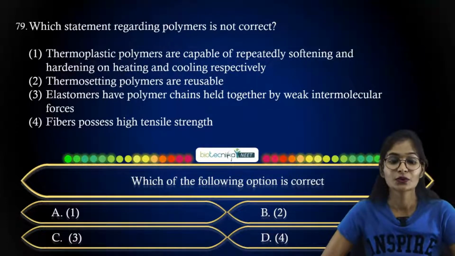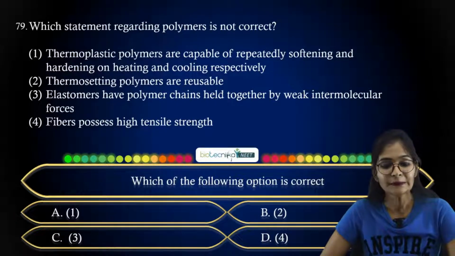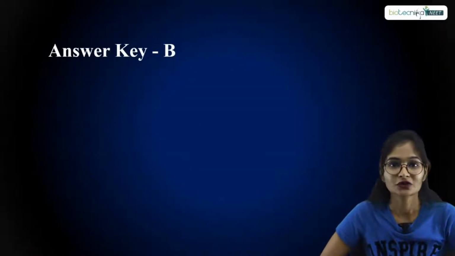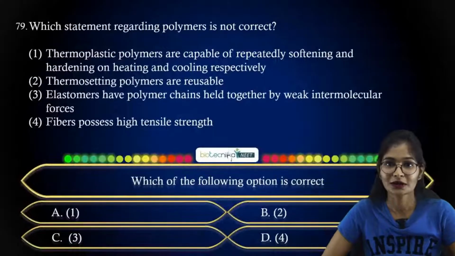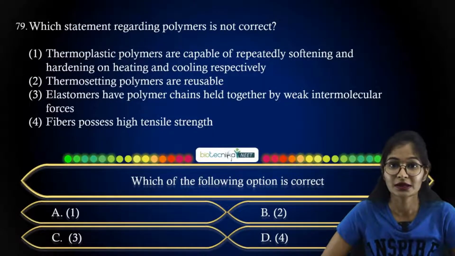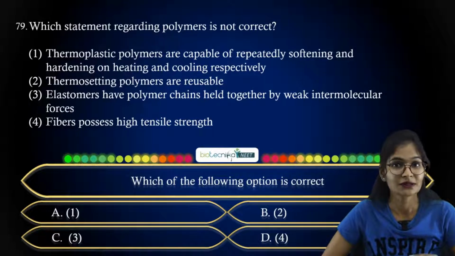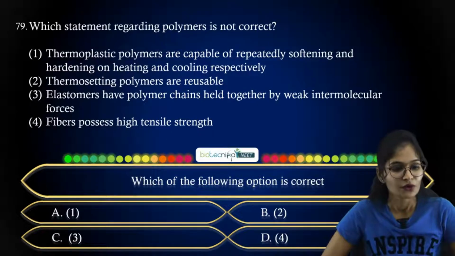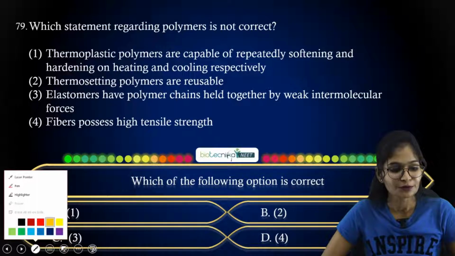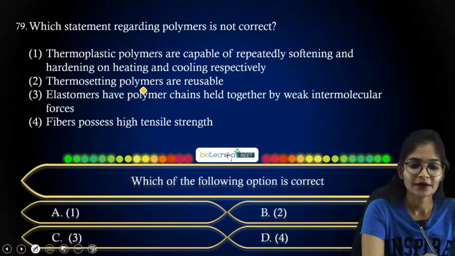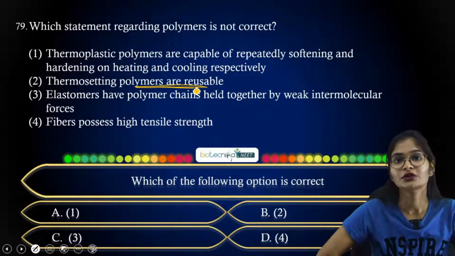So which option are you going to choose? Before that, let us look at the answer, that is option B for this question: thermosetting polymers are not reusable. That is the correct statement, but they have given that they are reusable. So why are thermosetting polymers not reusable?